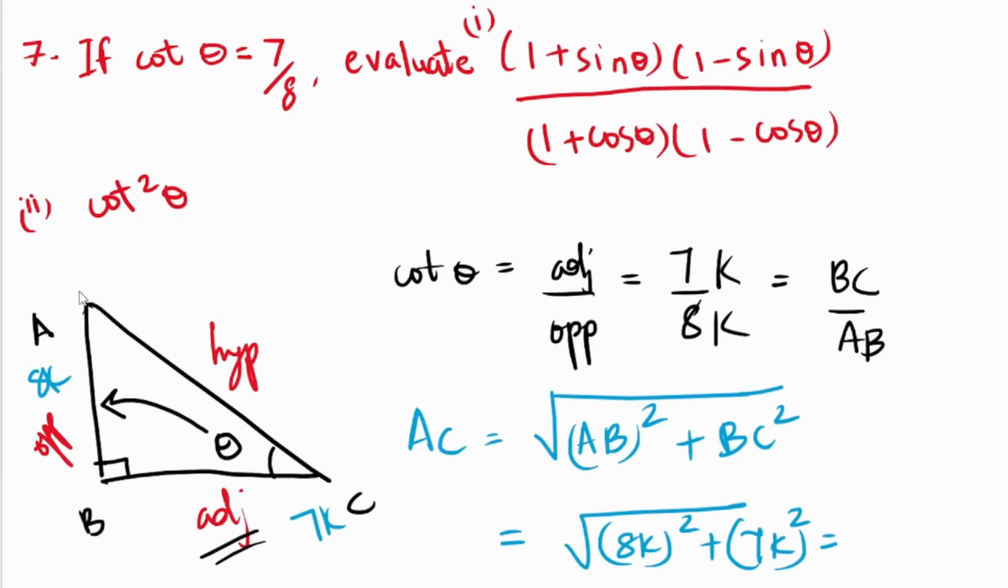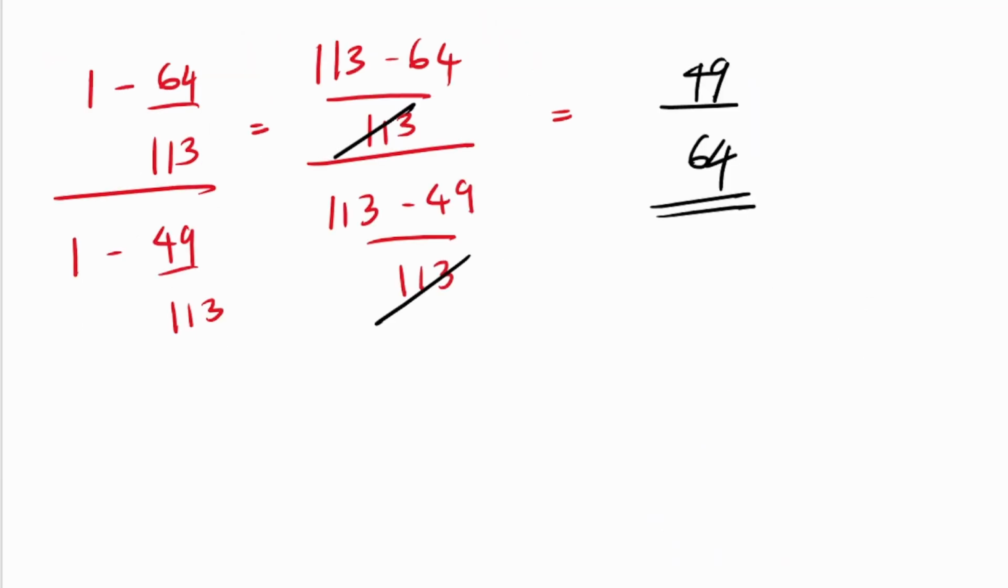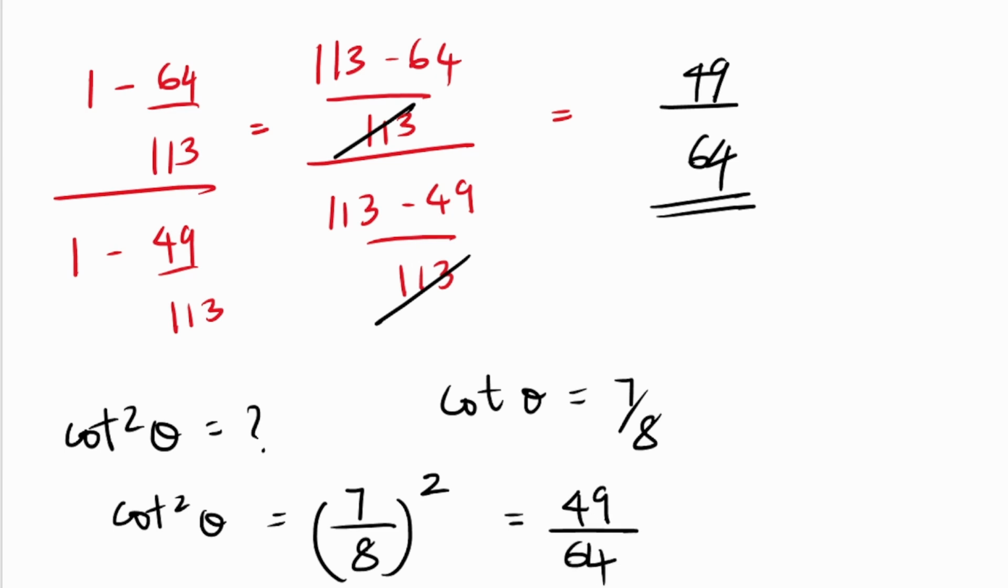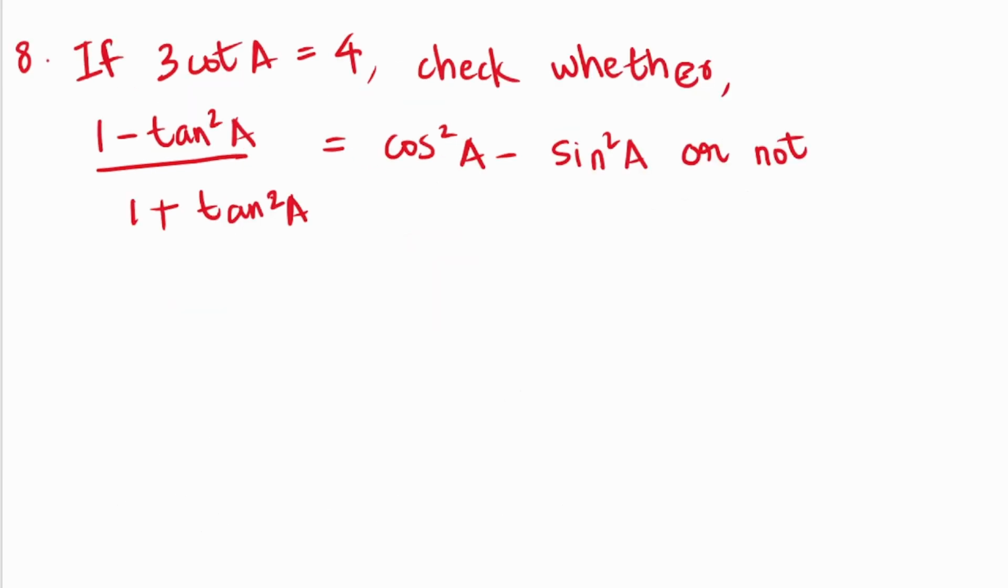We have one more question with that, which is finding the value of cot square theta. Cot theta is given as 7 by 8. Cot square theta's value they are asking, and in the question itself it is given cot theta is equal to 7 by 8. So cot square theta is 7 by 8 whole square, that is 49 by 64. The answers to both the questions are the same. Now let us move on to the next question.